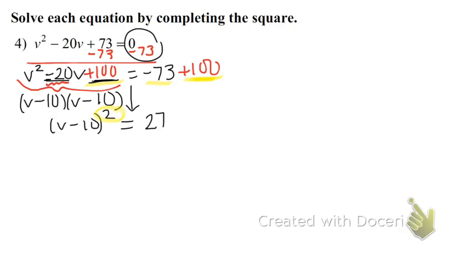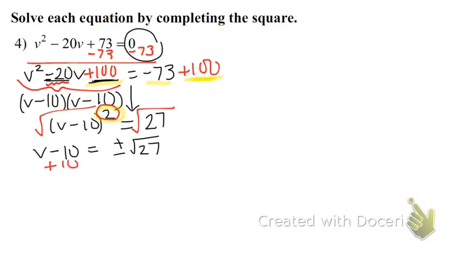Okay, now I'm going to try to undo the square right here so I can get v by itself eventually. I'm trying to solve for v. So to undo the square, I square root both sides. Now the square and square root cancel each other out, so v minus 10 equals plus or minus the square root of 27. To get v by itself, add 10 to both sides. Okay, and I get v equals, this is a positive 10, plus or minus the square root of 27.